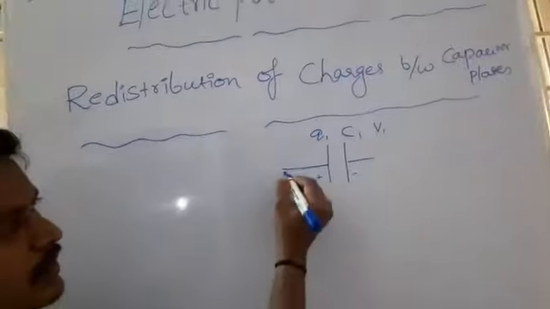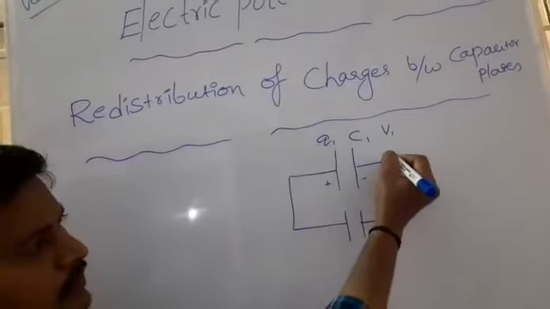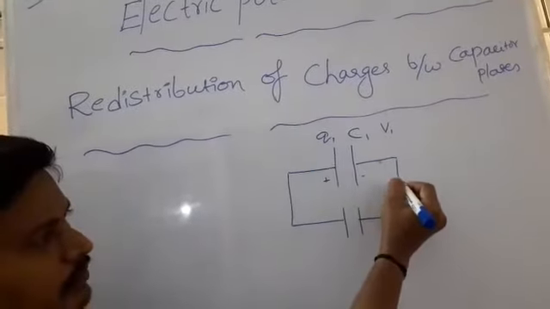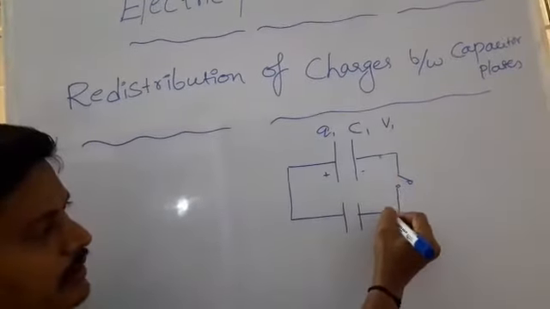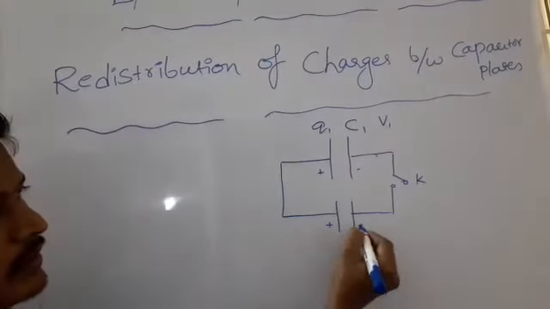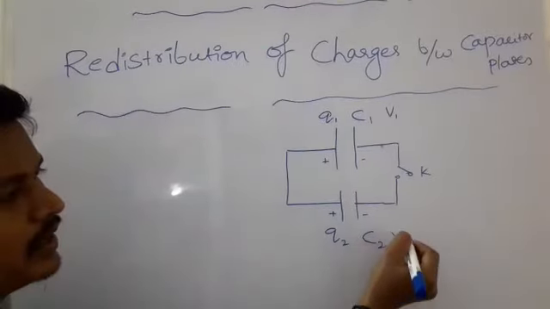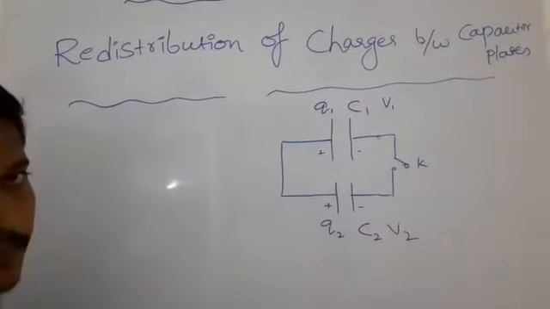Assume it is now connected to a second capacitor with a plug key. The second capacitor's charge is Q2, capacitance is C2 and potential difference is V2.